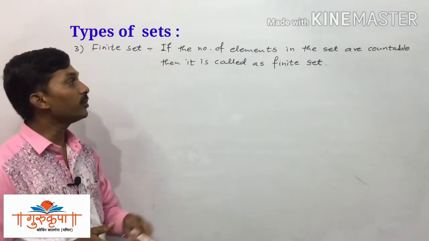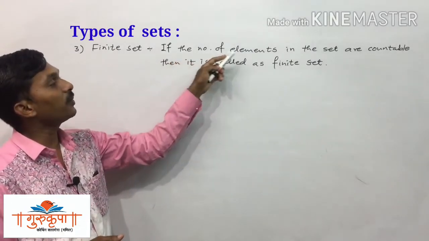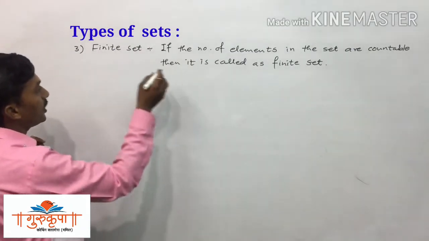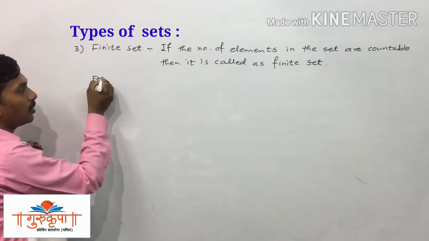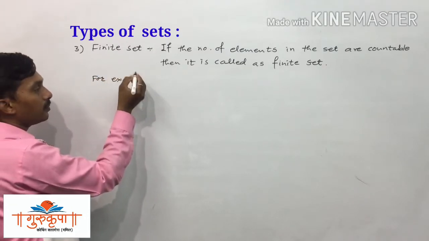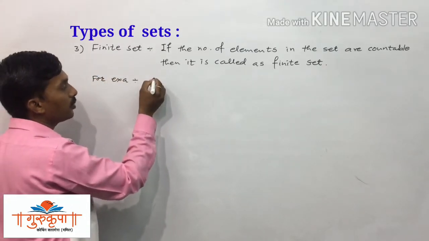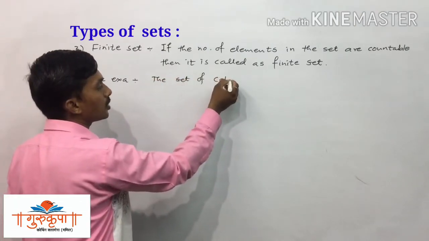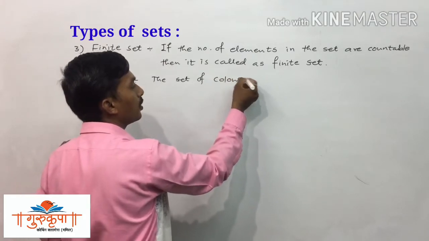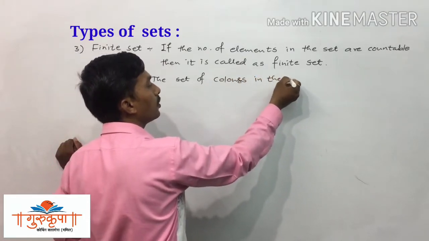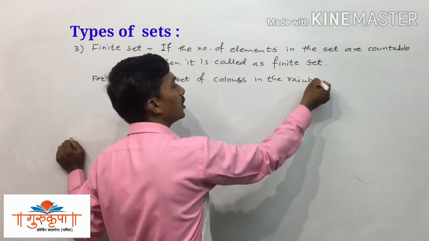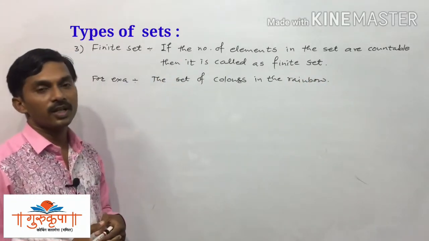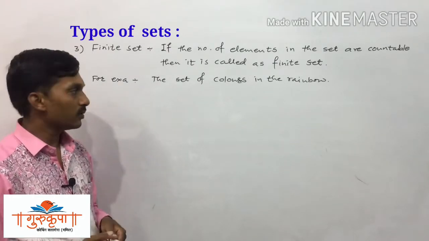But the actual meaning is, if the number of elements in the set are countable, then it is called a finite set. We'll write an example. For example, the set of colors in the rainbow. We know that there are 7 colors in the rainbow, and we know all the colors. We can write that set.